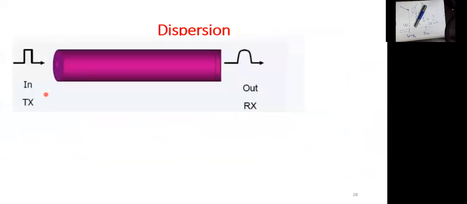So for example, this is a dispersion. Now you are transmitting one signal, it's one pulse. Yes, but inside this pulse, you have different frequencies. As you know, this rectangular rect function results in a sinc function in the frequency domain. That's why we have different frequencies. And each frequency will propagate inside the optical fiber with a different velocity.